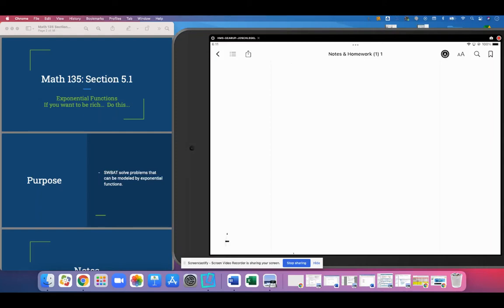So we are here with 5.1, which is actually a little bit of a prelude to chapter 6. We'll be doing exponential functions today, and you see the line here, if you want to be rich, do this. And so this, along with chapter 6, is going to be serving as a means of helping you to be financially literate and able to make money for doing nothing.